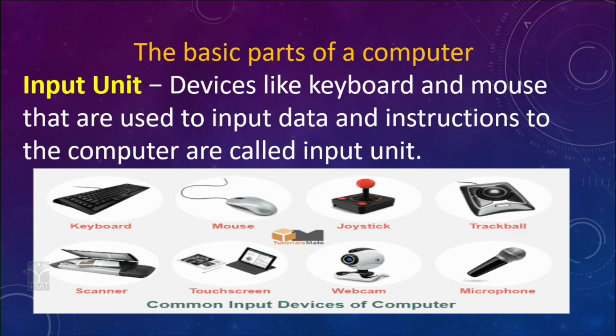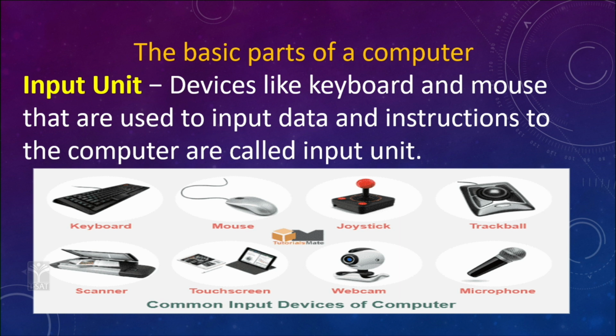Okay, now what are the basic parts of a computer? We will discuss them in a clear way. The first one is the input unit. Devices like a keyboard and mouse that are used to give input data and instructions to the computer are simply called input units. We are seeing this keyboard. In the keyboard we have alphabets, numericals, symbols. By typing all these things, we give input data to the computer.